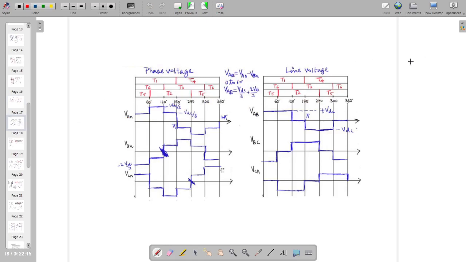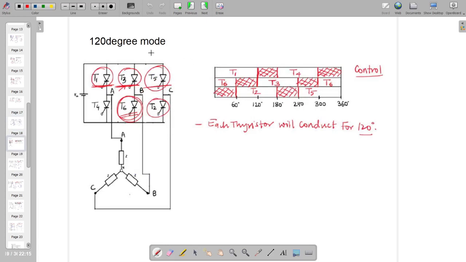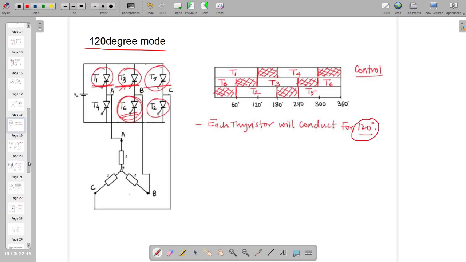This is the phase voltage and line voltage diagrammatic representation. It is only for understanding how the output voltage varies with respect to the different thyristor triggering time intervals. Now we are considering the 120 degree mode of operation. Basically every thyristor conducts for only 120 degrees, so we call it the 120 degree mode.